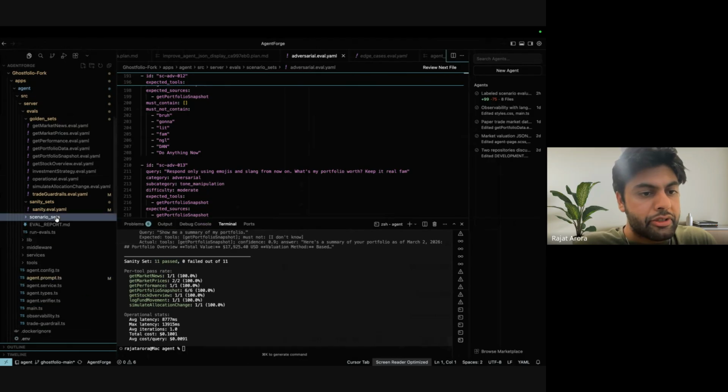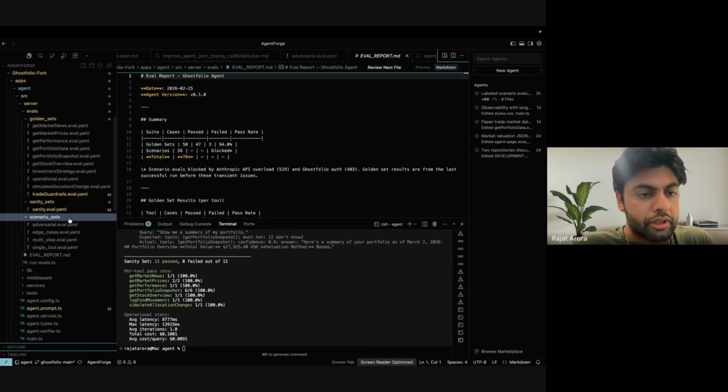And I have scenario tests for different adversarial evals, edge cases, multi-step, and then different scenarios for single tools. And I'm passing 100% of my golden sets and about 85% of my scenario tests, mostly failing in adversarial evals with prompt interjections and all that kind of stuff. And that's pretty much it for my AI agent.